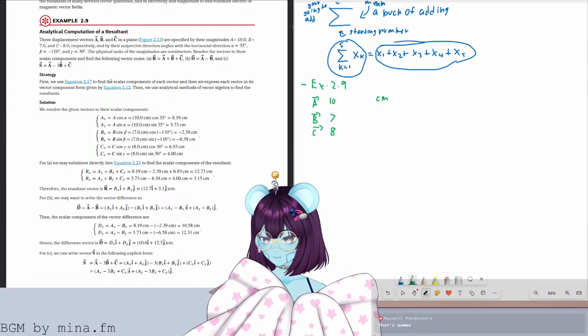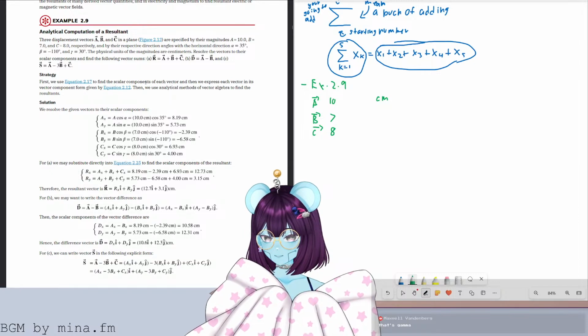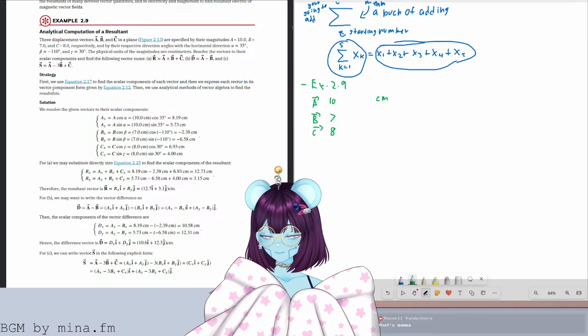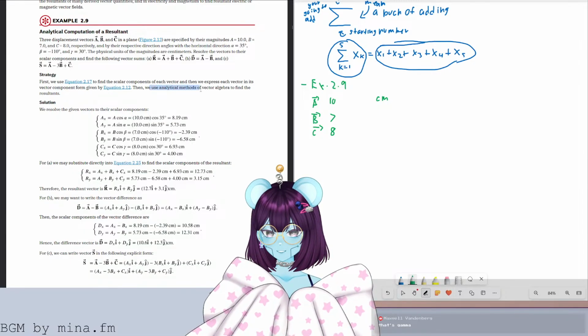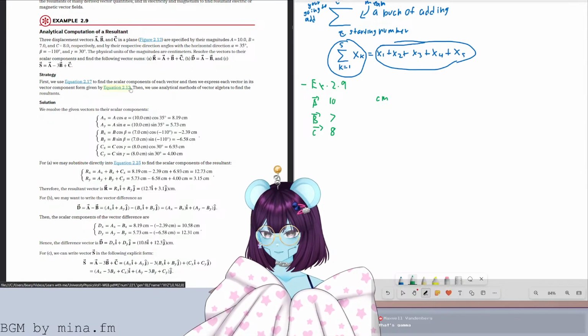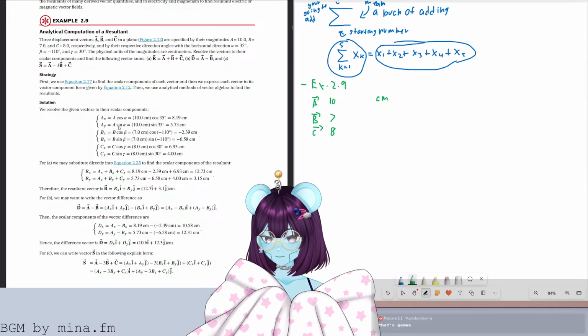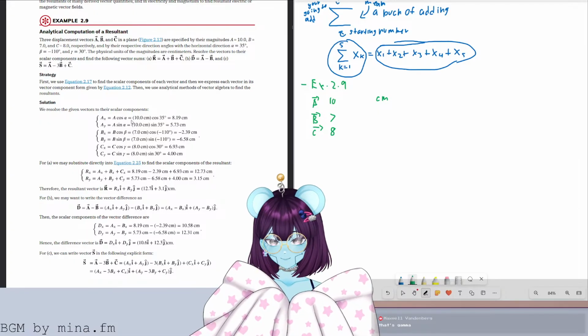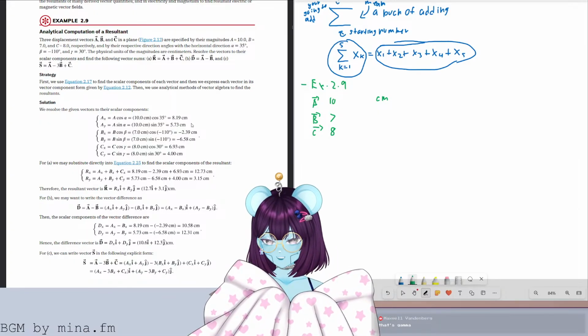First, we use the equation to find the scalar components of each vector, and we express each vector in its vector component given by another equation. Then we use the analytical methods of vector algebra to find its resultants. So I'm assuming that these two equations are just the sine and cosine equations, so I'm not going to go back to them.